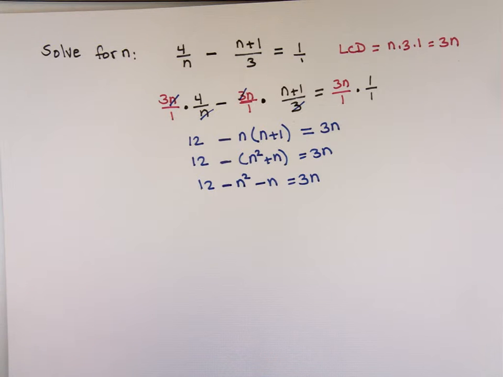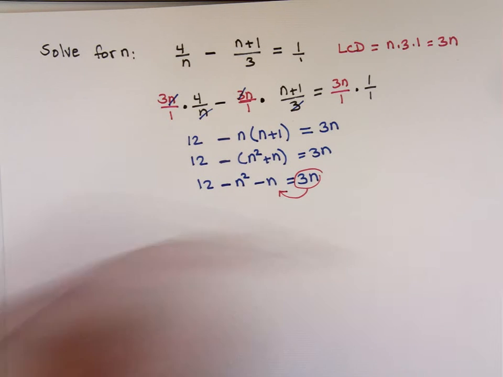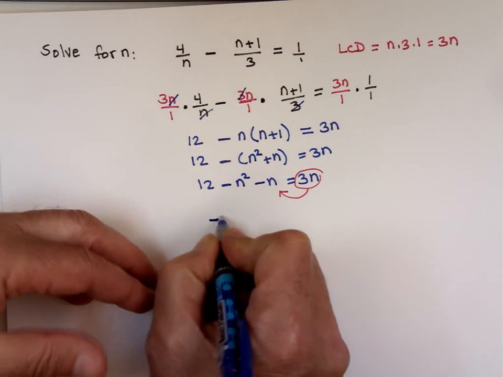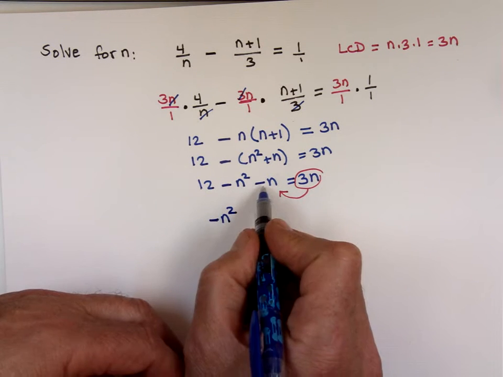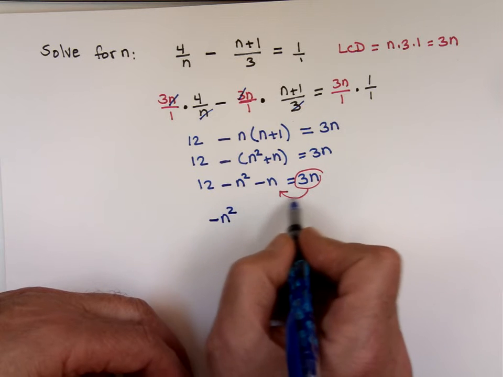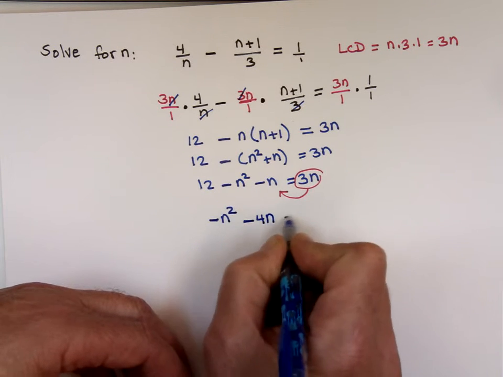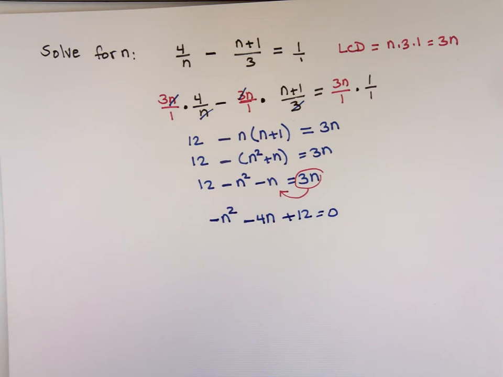So if I bring that 3n to this side, I remember it's something called change side, change sign. And I like to write this in descending power. Negative n squared minus n, when you bring that 3n to this side, minus 3n, that will make it negative 4n. And there is the plus 12 equals 0. And now we need to factor this. Move everything to one side, factor.